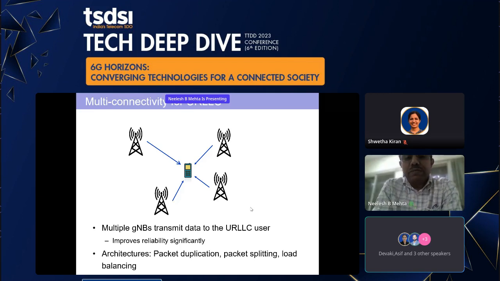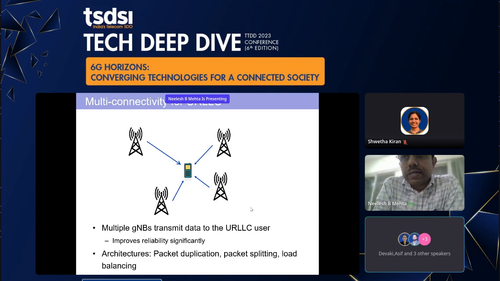Like I said, you have multiple base stations. And if you look at downlink multi-connectivity, essentially multiple base stations transmit the same packet to the user, and the user can combine the signals it gets from the base stations, or select the best one, or do various other things. And it's easy to see that the reliability significantly improves, because now all four links essentially have to be messed up for your transmission to fail.